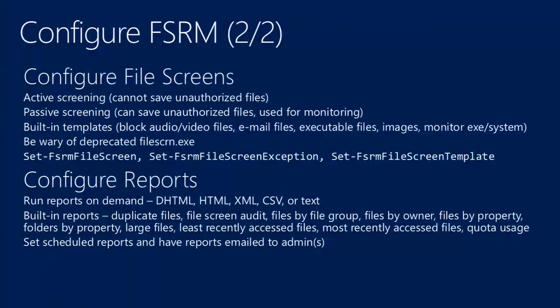On the reporting side, be aware of the different formats. You don't need to know much more than that you have different formats available to you. You have some built-in reports, and that again goes to minimizing administrative overhead: duplicate files, file screen audit. Think of a scenario where you have a file server and it's running low on space. What can you do to figure out how to save space? Well, I can run the duplicate files report, and that's obviously a good one to use. And then you can also schedule reports and have reports emailed. That's kind of handy. You can see trends and stuff like that.